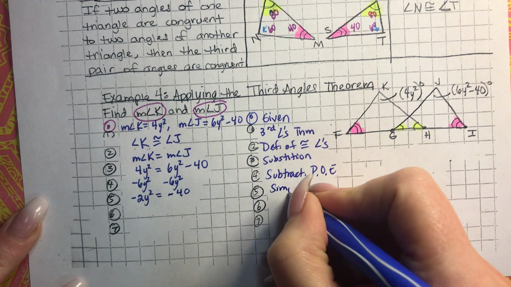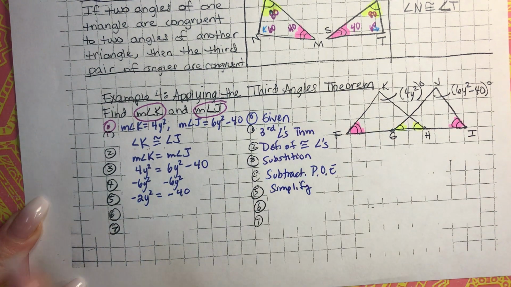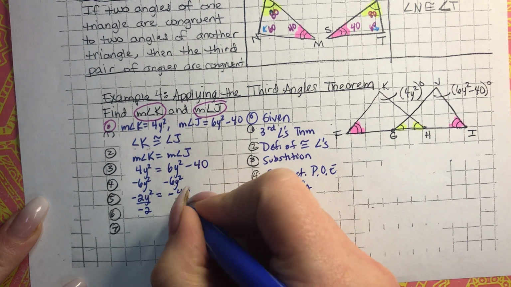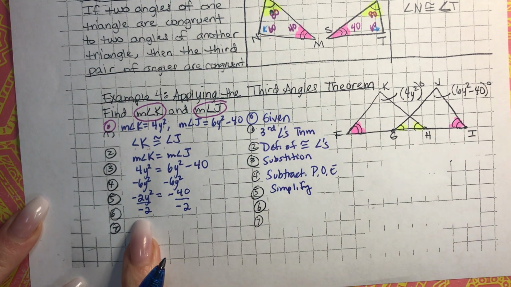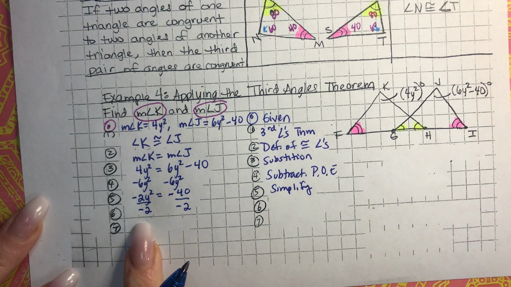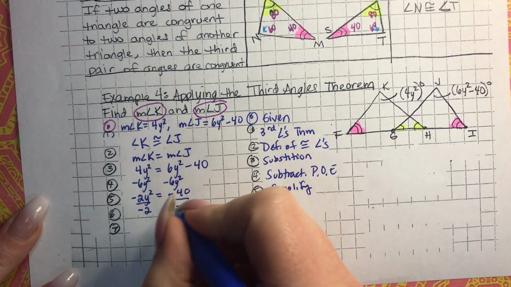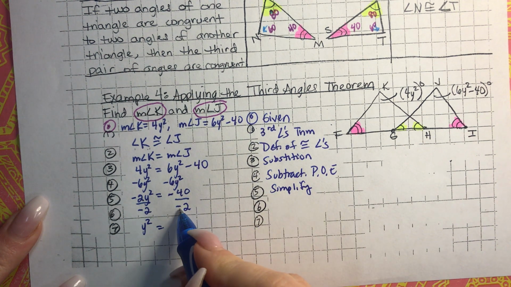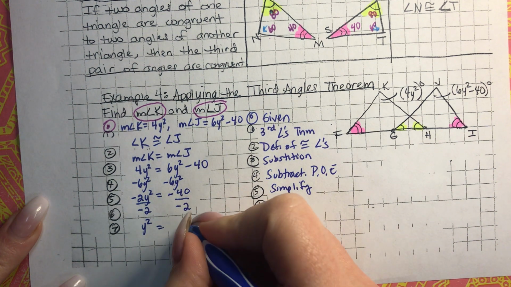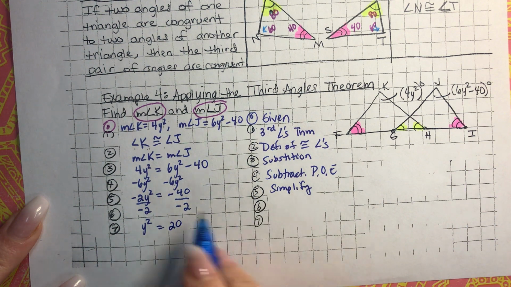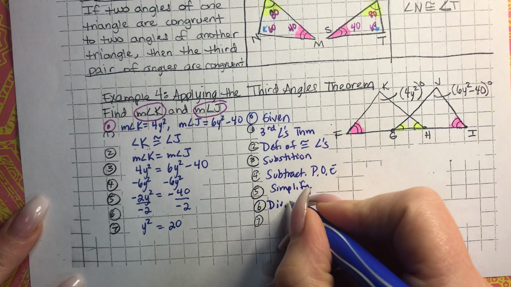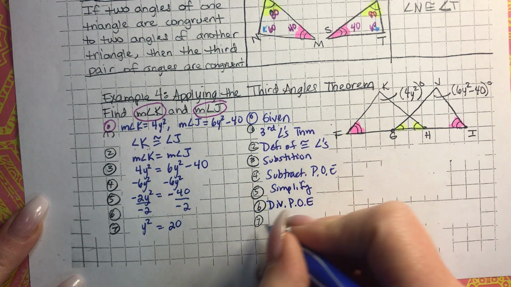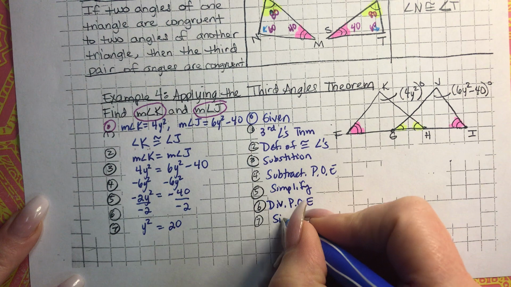What do we do? Just simplify. And then we want to get y squared by itself. So we're going to divide both sides by negative 2. Negative and a negative become a positive. 2 divided by 2 is 1. So we end up with y squared equals, a negative divided by negative is a positive, 40 divided by 2 is 20. So what was that? Division property of equality. And simplify.